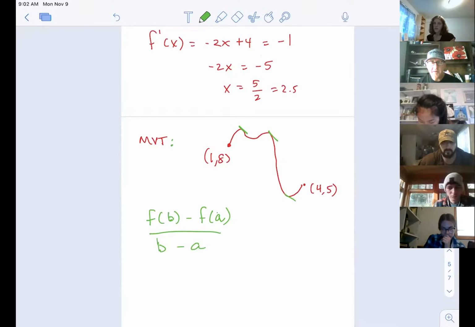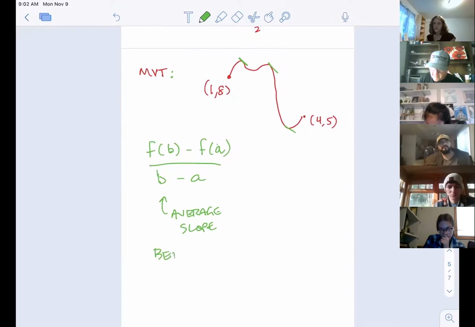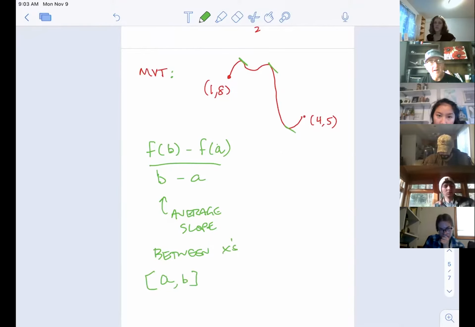So whatever that slope is, does it make sense? This is the average slope between the x's, in this case, a and b. Those x values, that's the average slope between those. So I just went y minus y over x minus x. That's not hard. I got the average slope. But the curve itself is curving and going crazy. And so there must be, the mean value theorem says, some place on the curve, some location that gives you the same answer. And so this is what the book will say.